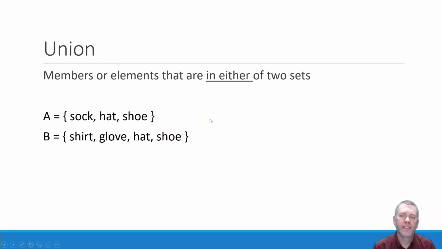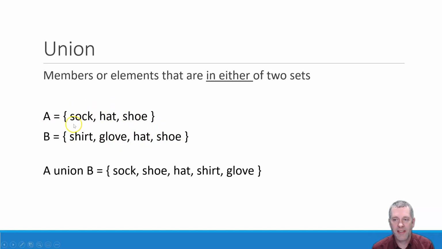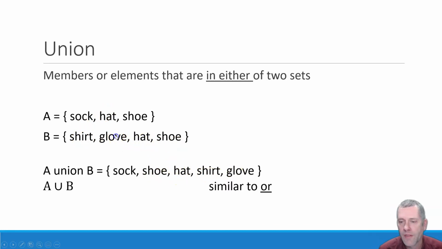Union is something that provides members that are in either of the two sets. I have this whole list for B, and I also have a list for A. The union of those would contain anything that's in either list, and none of them would be duplicated. They'll only be listed one time. So from the top, I would grab a sock and a shoe and a hat, and then I would get the shirt and the glove, but I already have shoe and hat, and so I wouldn't include those in there.